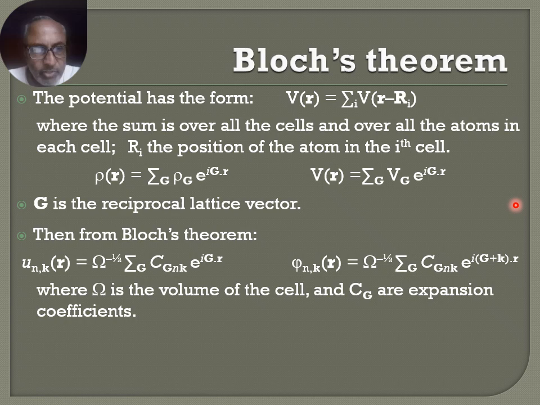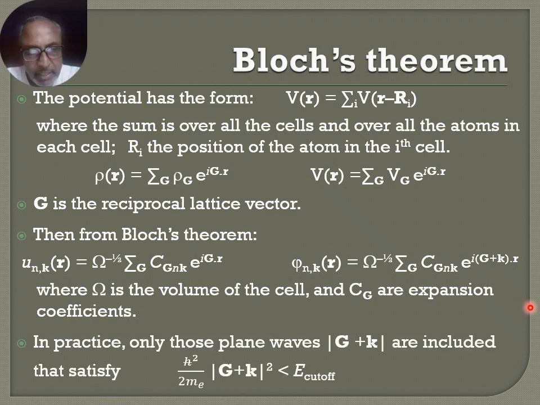Then from Bloch's theorem, u_nk = (1/√Ω) Σ_G C_G e^(iG·r), and φ_nk = (1/√Ω) Σ_G C_G e^(i(G+k)·r), where Ω is the volume of the cell and C_G are the expansion coefficients. In practice, only those plane waves are included that satisfy ħ²/2m_e |G+k|² less than a certain energy cutoff.